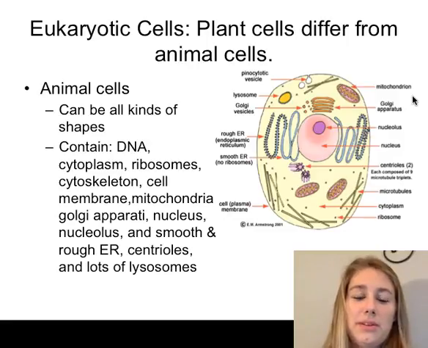So, you heard me talk about animal cells and plant cells. They are two different types of cells, both within eukaryotic cells. So we're going to compare them a little bit here. First, animal cells, as you can see here, are typically more round in shape. However, they can be all kinds of shapes. They contain DNA, cytoplasm, ribosomes, mitochondria, all the same things that plant cells have. Except one thing that animal cells have that plant cells don't have are centrioles. Here.